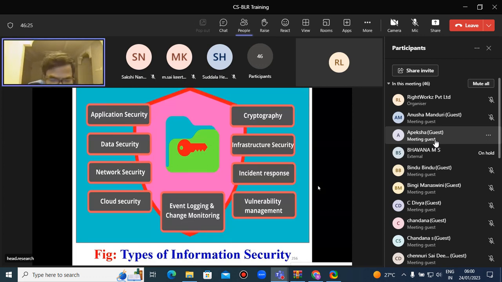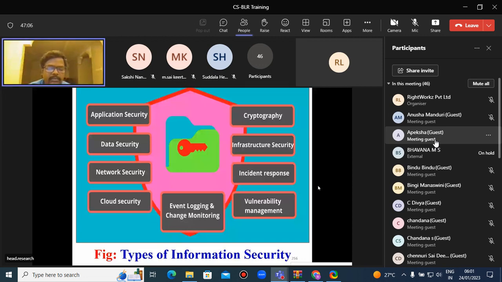Network security. A network is a collection of interconnected computers based on a local area network, wide area network, and metropolitan area network. What type of firewalls are we using in order to protect the computer networks? Then cloud security. Cloud security is security whenever you are connecting to the internet. The backbone of cloud computing is the data center and virtualization. A data center is a collection of highly integrated computing servers in one place.